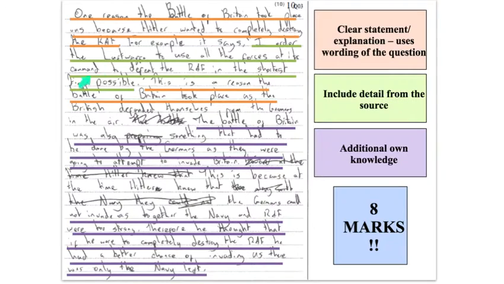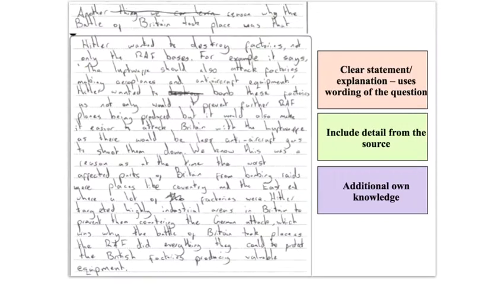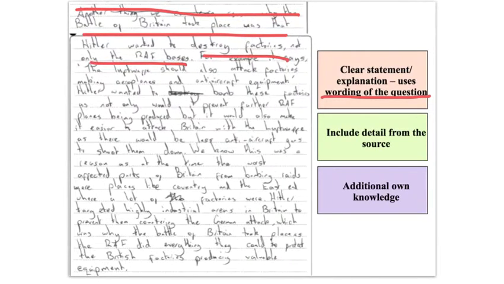He's picking up direct information from that source, starting to show explanation using the wording of the question, and therefore additional knowledge here and here at the end to develop that explanation. Candidate goes on to continue their answer. Another reason, second reason, the Battle of Britain took place, and again using the wording of that question shows clear focus. Hitler wanted to destroy factories and only the RAF bases.